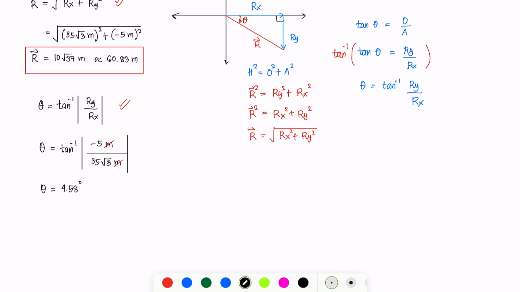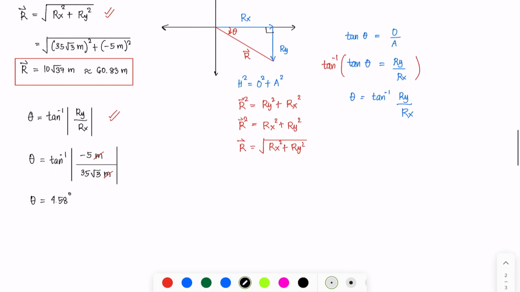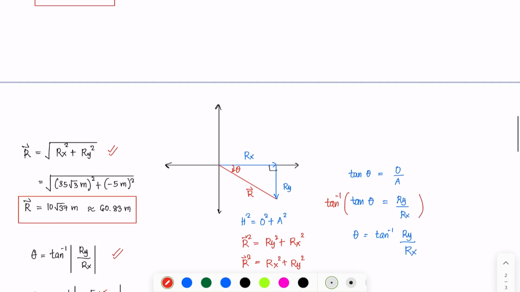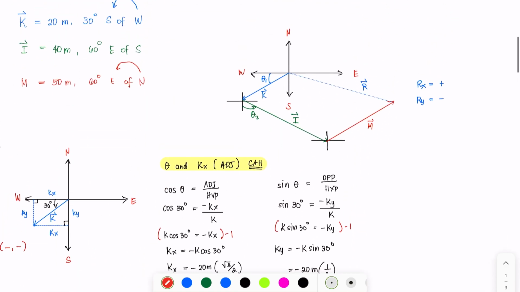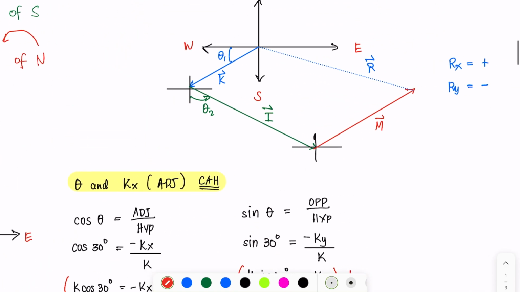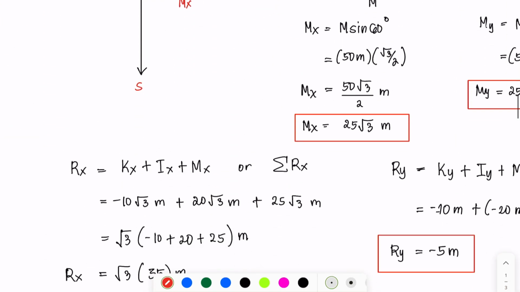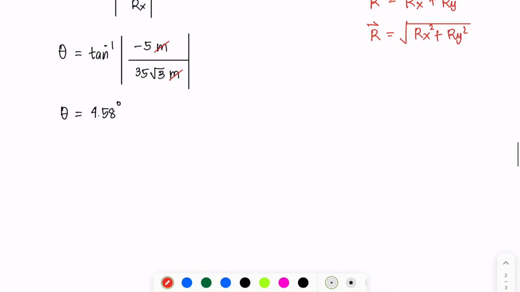degrees. And the direction, if you notice from your vector, let's go back here. According to this one, it is practically your angle theta. You start from east, and since you go south, that's going to be 4.58 degrees south of east.